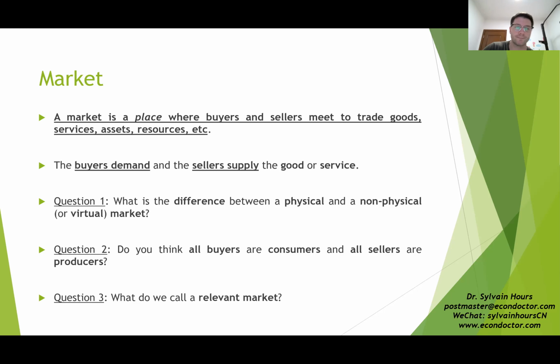Okay, good. Last question that is a bit beyond the scope of the syllabus, but I think it's interesting. It's about what we call a relevant market. And what's the idea here? The typical example that you can use to illustrate that is, let's take the example of cars. You can ask your students to give names of a few car brands that they know. So they will tell you something like BMW, Mercedes-Benz. And you can ask them, okay, do you think they are competing in the same market?